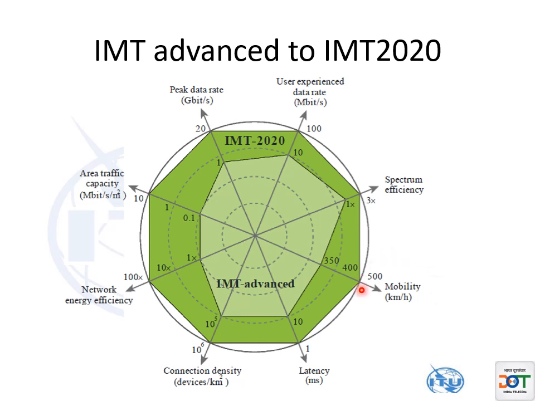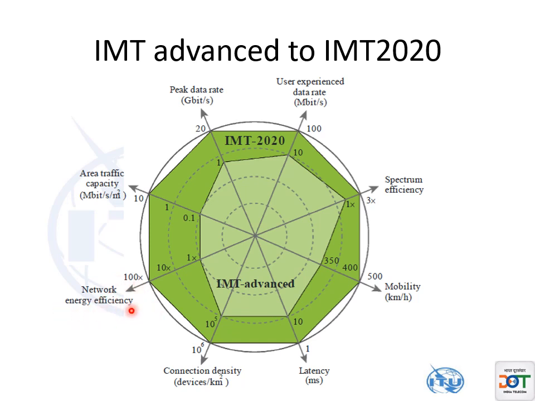Now mobility. If you look at the mobility in kilometer per hour, the peak mobility supported in 4G was 350 kilometer per hour, and here in 5G it is defined to be supported at 500 kilometer per hour. Now let's go to the network energy efficiency.